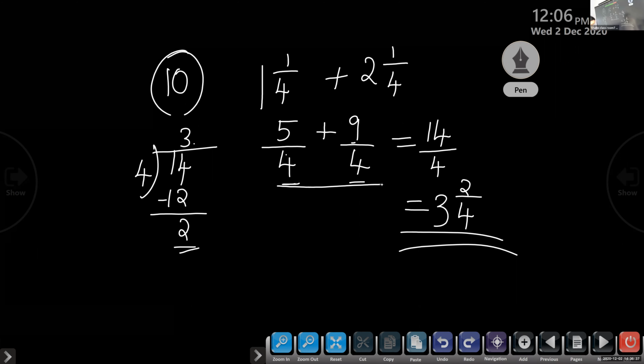10th question, Gautam, please wait. Yes, Anthony. Ma'am, 1 by 4 and 2 1 by 4. Here, first mixed fraction 1 into 4 and 2 into 4 add. 2 into 4, 8 and 1 into 4, 4. Add, it is 12. Then we have to add the mixed fraction numerators. Here the numerator is 1 and next also 1. Then 1 plus 1 is 2. Then 12 plus 2 is 14 by 4. Okay, understood.